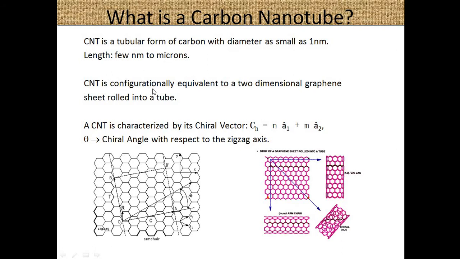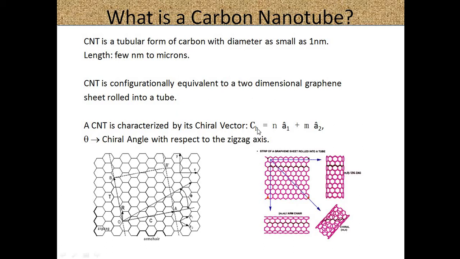A CNT is configurationally equivalent to a two-dimensional graphene sheet rolled up into a tube. As we know, this is the two-dimensional graphene sheet. If we roll this two-dimensional graphene sheet, there is formation of a carbon nanotube. Depending upon the position or direction of rolling, CNT is classified into three categories.